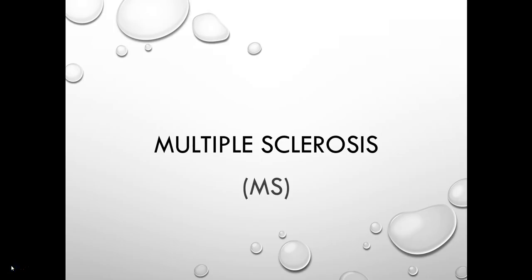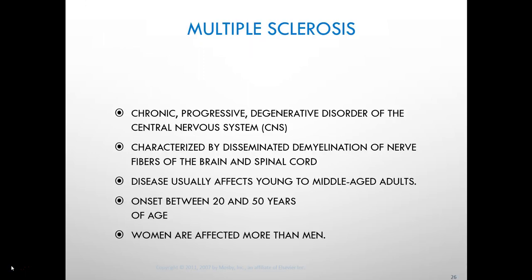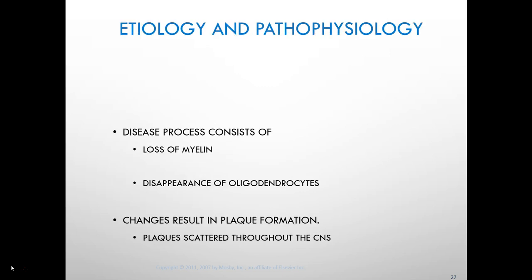Okay, so let's look at the slide to make sure we cover everything. Multiple sclerosis is a chronic degenerative disorder of the central nervous system. We already discussed that. We're not going to spend time looking at this when we already talked about it. The process consists of loss of the myelin. We already discussed that.